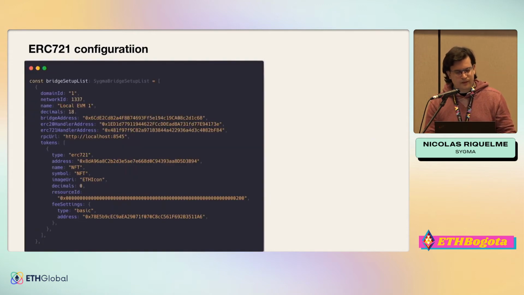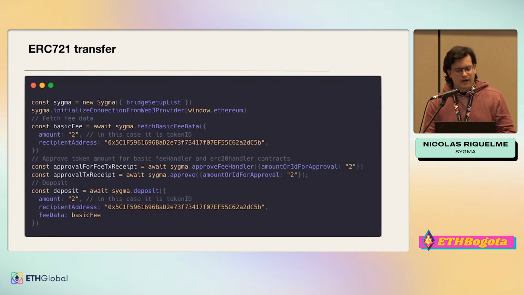So for ERC721, it's kind of the same configuration, but you add this ERC721 address, of course, again, another address. And, you know, there is not much change in terms of what you are calling. You're always calling the deposit method, and you're always providing, in this case, a recipient address, a basic fee, and in this case, the amount represents the token ID.